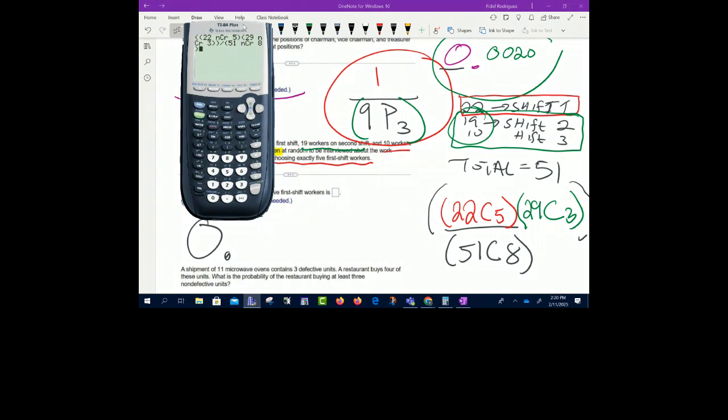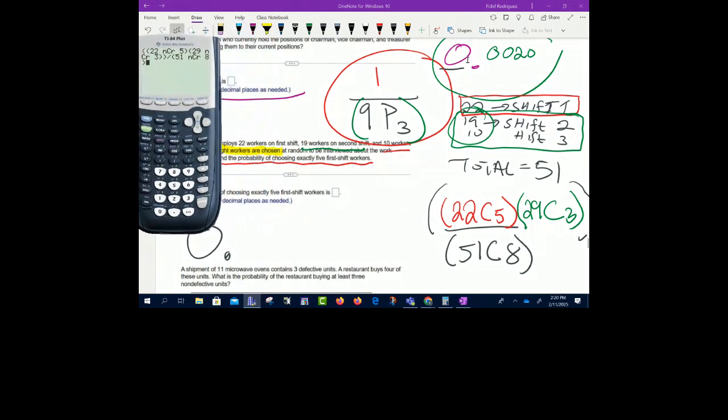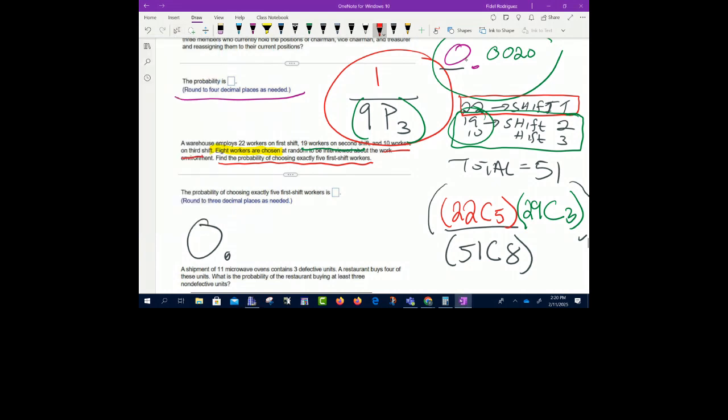Y'all, before I do anything else, I want you to notice something here. We're picking 5, or we're choosing 5 from the first shift. That's why we said, look, there's 22, choose 5. But we were choosing 8 in total. That means we still had to choose another 3. Well, if we're picking 5 directly from shift 1, then the other 3 all have to come from shifts 2 and 3. And that's why we said there's 29. Okay. We were choosing 8 people in total from the 51.